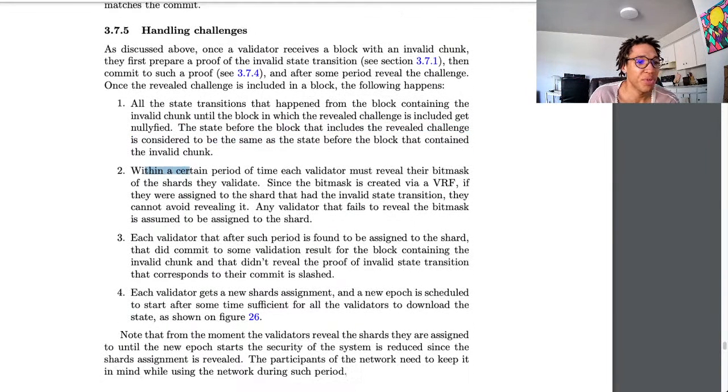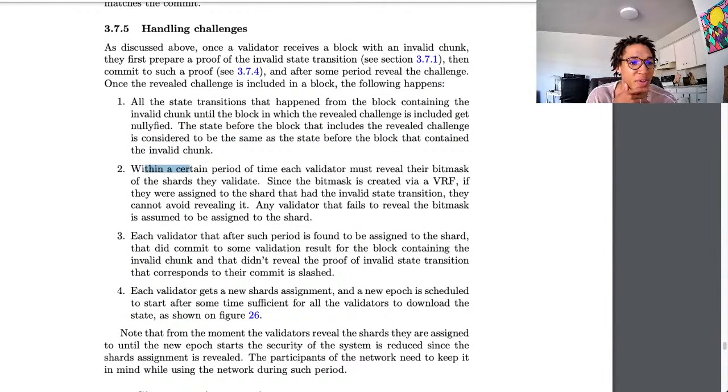2. Within a certain period of time, each validator must reveal their bit mask of the shards they validate. So each validator has to also help. Okay. Since the bit mask is created via VRF, if they were assigned to verify the shard that had the invalid state transition, they cannot avoid revealing it. So basically, the network makes them reveal if they have to. So if you're online, they'll make you reveal, I guess.